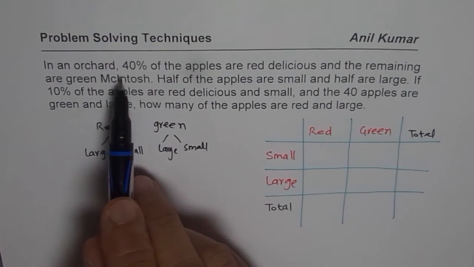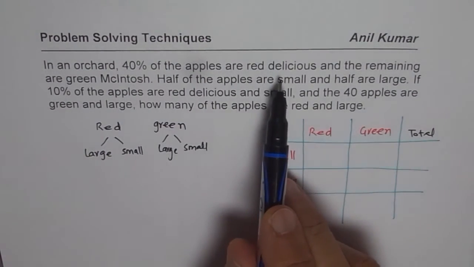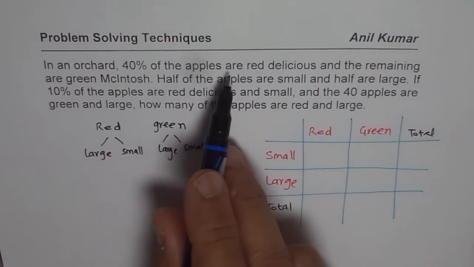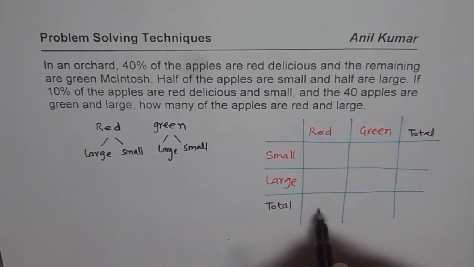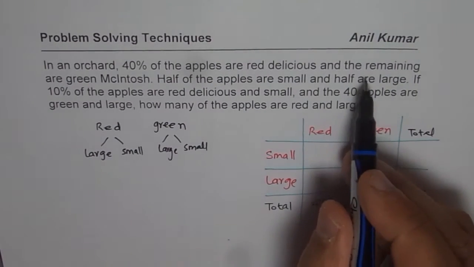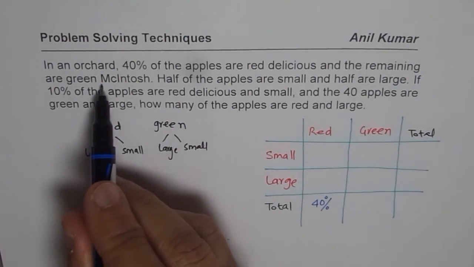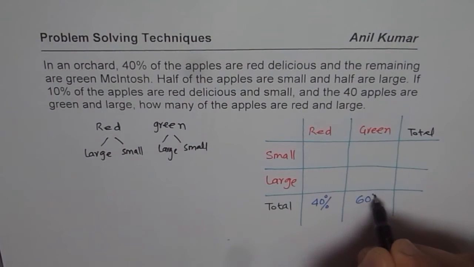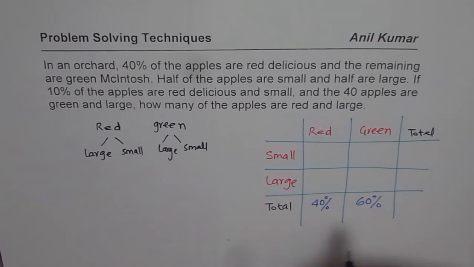In an orchard, 40% of the apples are red delicious. So we'll fill in with percent data. We say 40% of apples are red delicious, that means the total of 40% are red delicious. And the remaining are green Macintosh. So the remaining will be 60%, 100 minus 40. So 60% are green Macintosh.